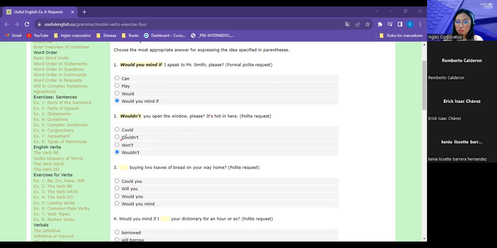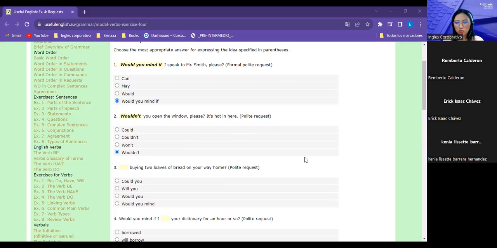Entonces, lo mismo con couldn't. ¿Cuál es la diferencia si lo ponemos en el rango, chicos, de formalidad? Which is more formal? ¿Cuál es más formal? ¿Wouldn't or couldn't? Wouldn't. Siempre hay niveles, ¿verdad? Wouldn't, más formal. Couldn't, less formal. And that's it. Ok, ¿quedó alguna duda de los verbos modales que tengo en ese ejercicio?